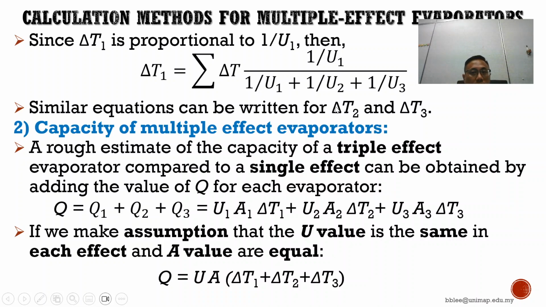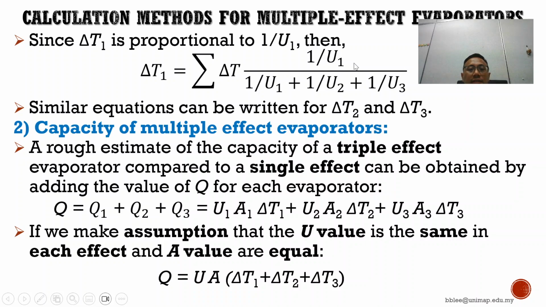It is not so important to derive it, but you should know that this is the relation between delta T1 and the total delta T, and also the U, the overall heat transfer coefficient in each of the effects. A similar equation can be written for delta T2 and delta T3. It is the same, just change T1 to T2 and U1 to U2.